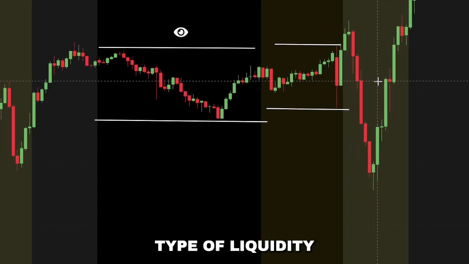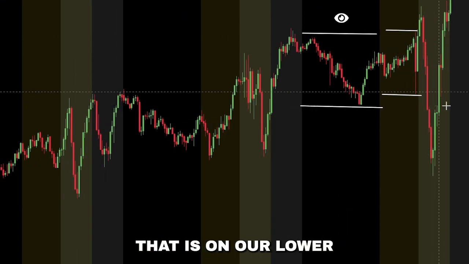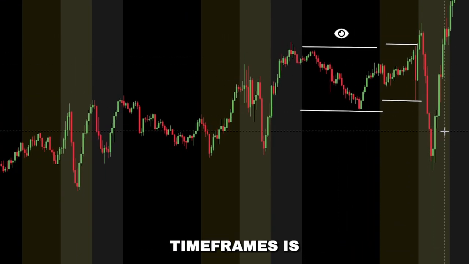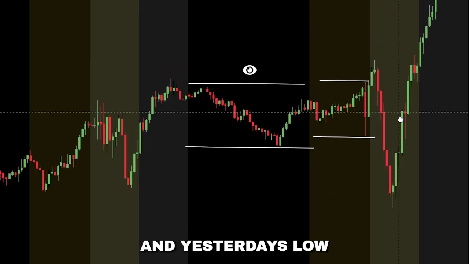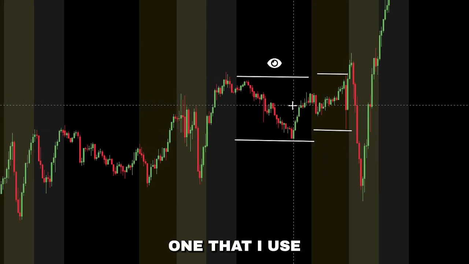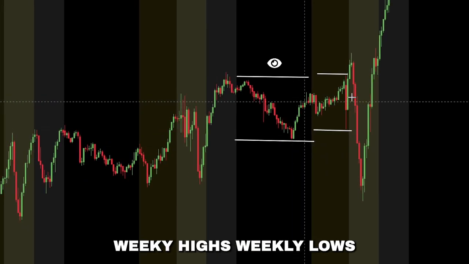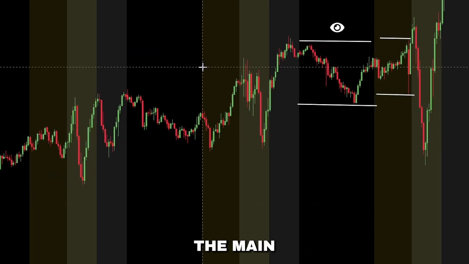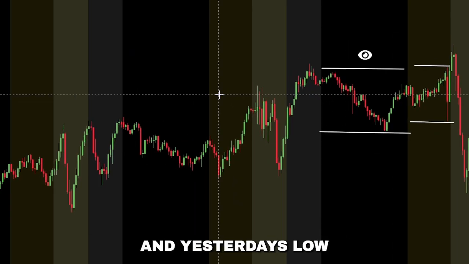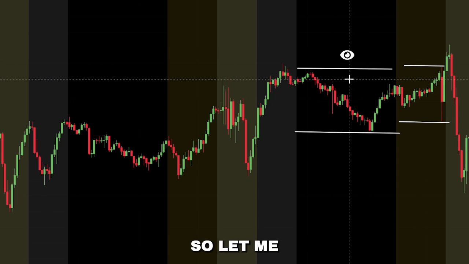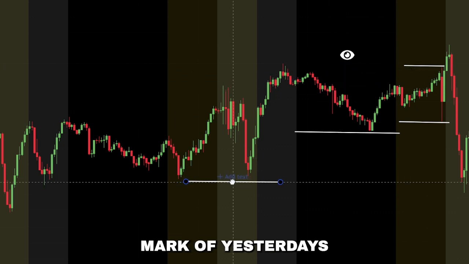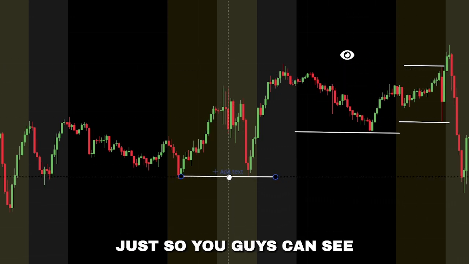So the next type of liquidity that is on our lower time frames is yesterday's high and yesterday's low. That's the main one that I use. I know people use weekly highs and weekly lows, but the main intraday liquidity that I want to go over is yesterday's high and yesterday's low. So let me mark off yesterday's high and yesterday's low, just so you guys can see.